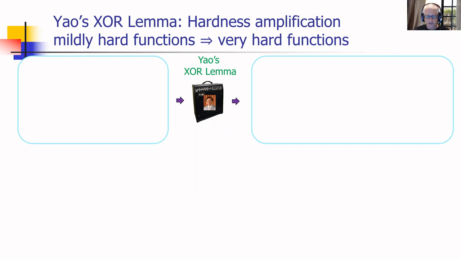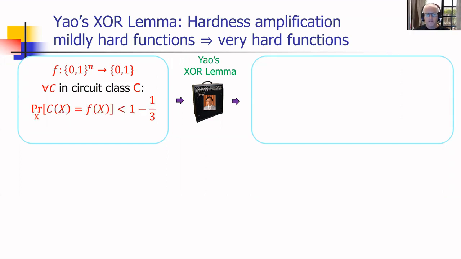So what do I mean by that? You give me a mildly hard function, namely a function f, such that for every circuit C in some circuit class, so let's think P/poly, the probability that C computes f correctly on a random input is smaller than 1 minus 1/3. And I'm going to call such a function a 1 minus 1/3 hard function.